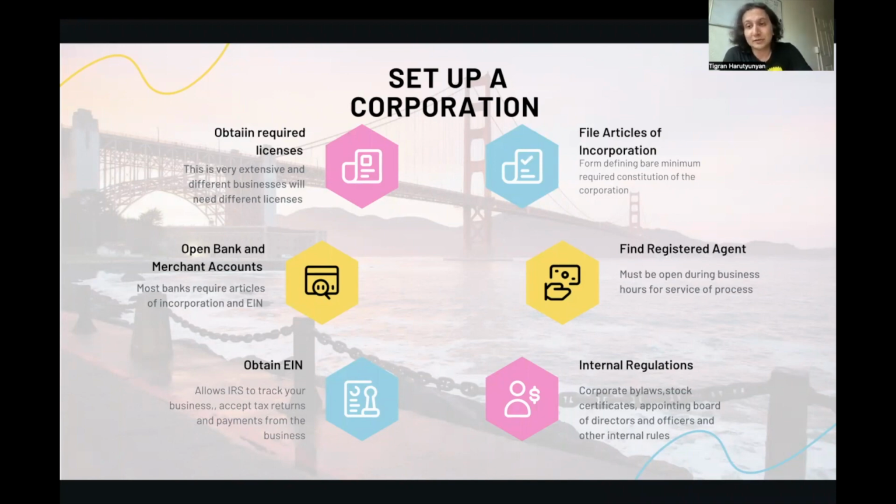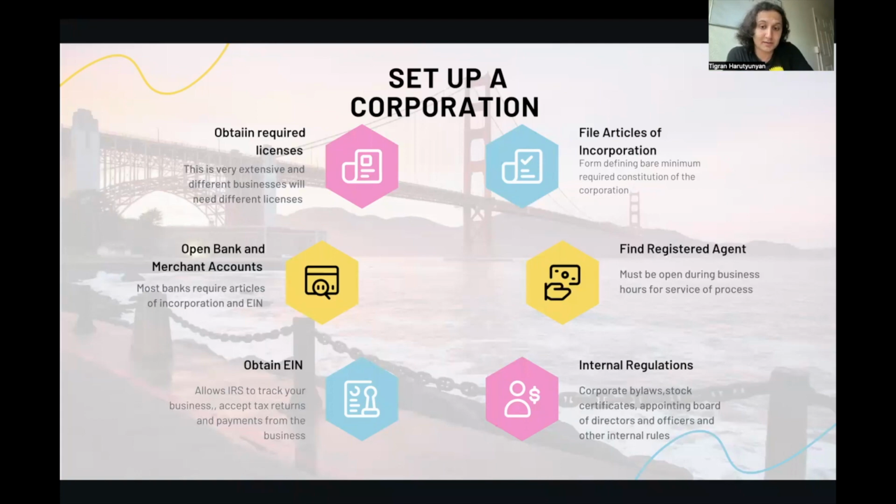Now, step number 3, this is not required, but it's highly encouraged to have internal regulations. This could be the corporate bylaws, the stock certificates, issuing stock, appointing a board of directors and officers, and other internal rules. Now, why do you need this? If it's just a single-owned corporation where you're in charge of everything, you won't really feel the need. However, the more you grow, the more complex your management structure becomes, the more this comes in handy, making sure no one just takes over your business, and no one tries to take advantage because your business is not protected by this kind of stuff. So the best idea is to complete at least some of your internal regulations when you start the business and you're in full control.